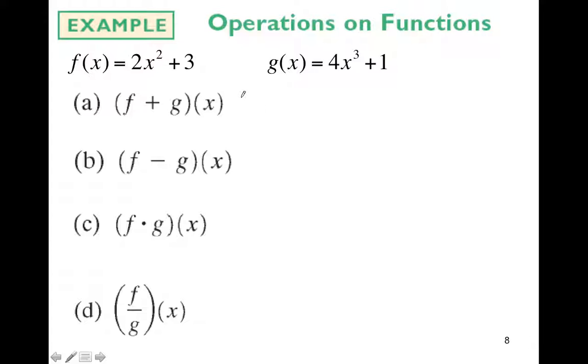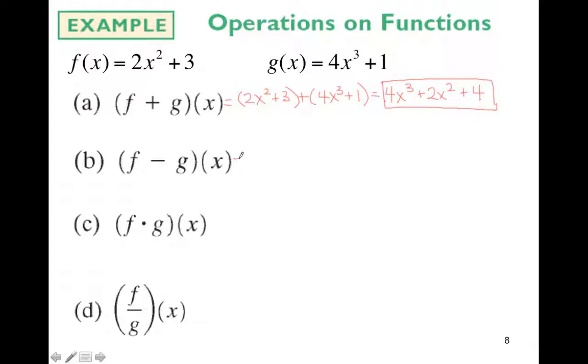So for the first one, f plus g of x, I'm just going to do the first function, f of x, plus the second function, g of x. Now because this is all addition, I don't really need these parentheses. I can just combine my like terms, and I'll go ahead and put these in descending order also, just because it makes me feel better. So 4x to the third plus 2x squared. Those are not like terms. And then I can go ahead and add my 3 and my 1, so plus 4. And this is the new combined function. That is the sum of those two functions.